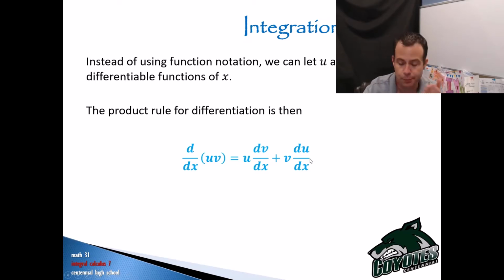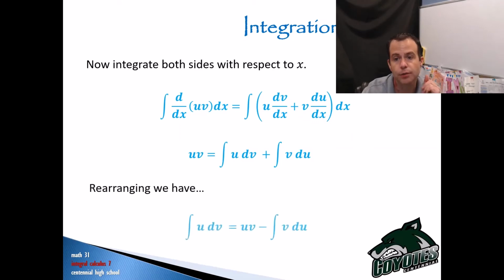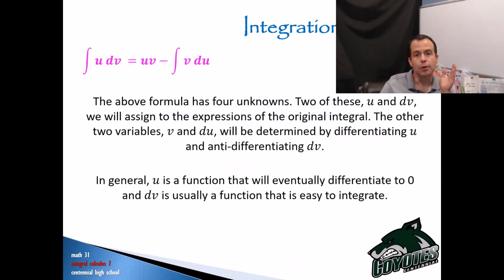Okay, then we're going to integrate both sides, just like we did when it was functions. But now the integration of the derivative of uv is uv, and then I want to rearrange it so that I have the integration of u dv by itself. So the integration of u dv will be uv minus the integration of v du. And that is the formula that we use to do integration by parts. So the integration of u dv is uv minus the integration of v du.